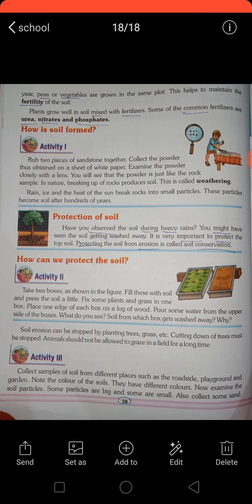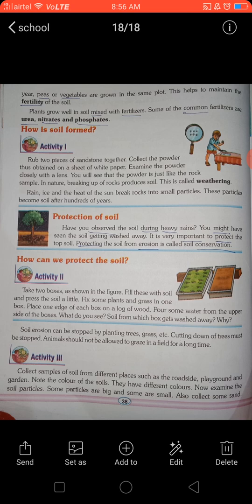In my previous class, I started lesson 8, the story of soil. In that I explained to you the importance of soil. Most life on the earth depends upon the soil for food. Plants are rooted in the soil, right? Plants get nutrients from the soil. Animals get nutrients from plants. Many kinds of animals find shelter in the soil, right?